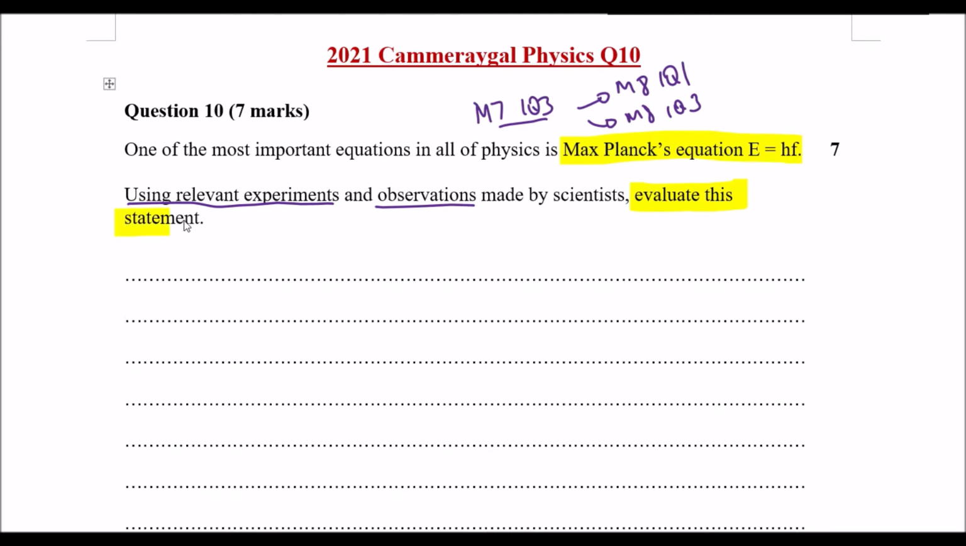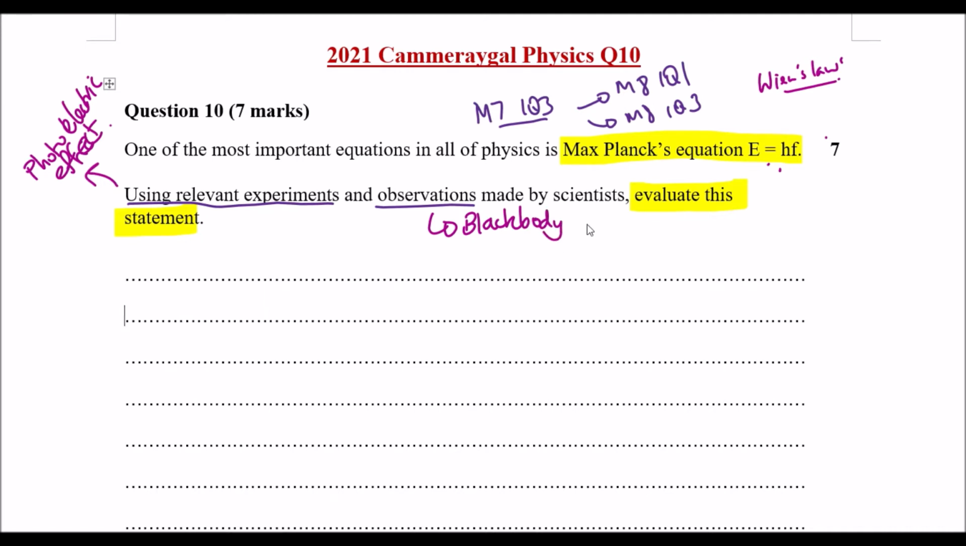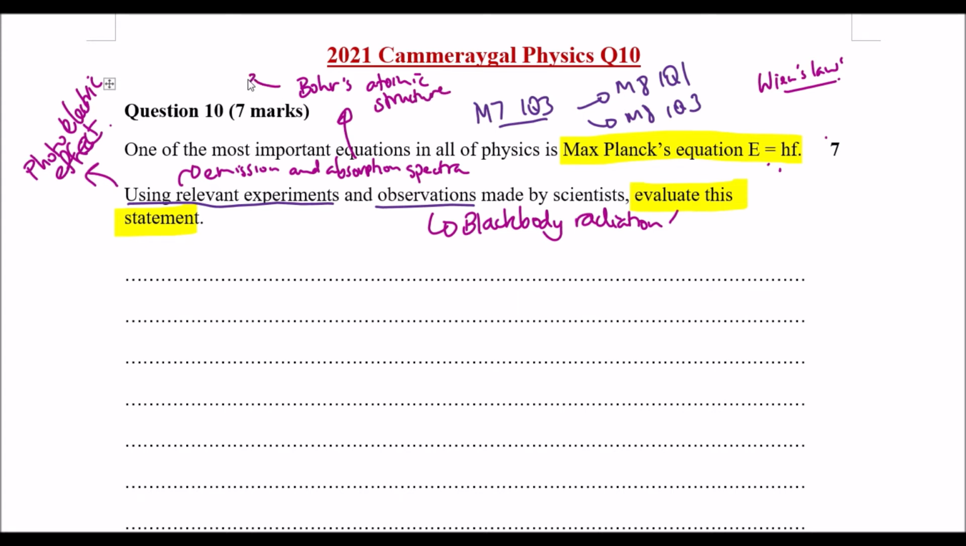Evaluate the statement. Now, in terms of the relevant experiments, we have the photoelectric effect. If we look at observations that were made about E equals HF, then we have black body radiation. If you recall, that was the original reason why E equals HF was proposed. Another experimental observation would be the emission and absorption spectra. And if you recall what allows this to happen, it would be Bohr's planetary model of the atom with the discrete energy levels of the electron.